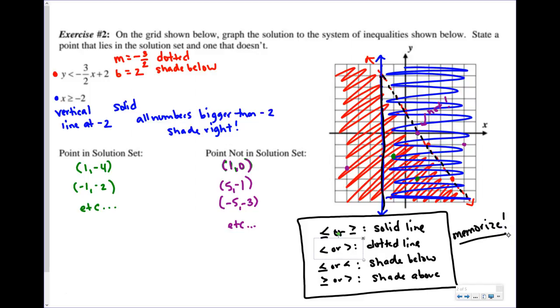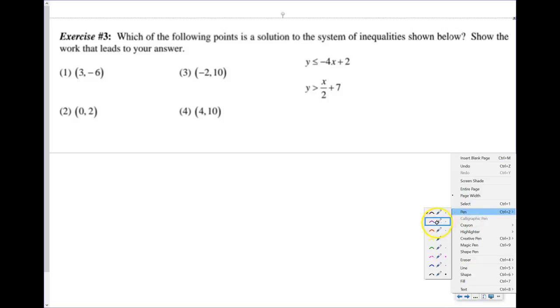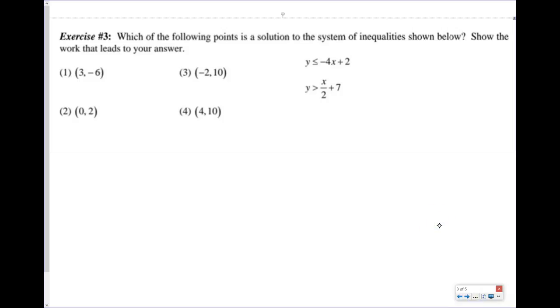Okay? All right, let's take a look at Exercise 3. Exercise 3 is a multiple choice question, so let's read. Which of the following points is a solution to the system of inequalities shown below? Show the work that leads to your answer. Now there are several ways we can do this. You can graph this. Unfortunately on this problem, it does not offer you a grid. So if I had the resource here, I would use graphing paper and graph both of these. But let's pretend we don't have graphing paper.